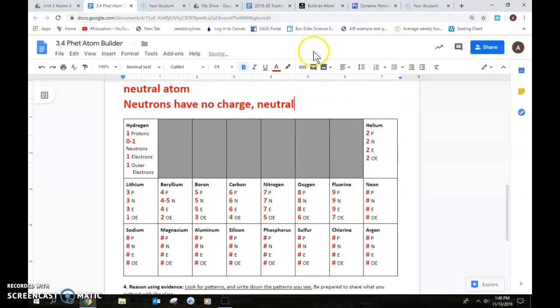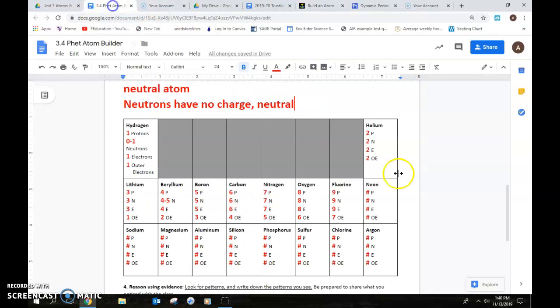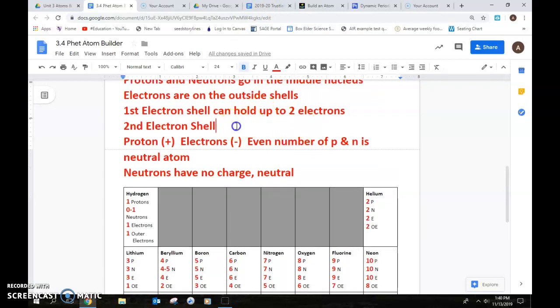All right, we're almost done with our pattern. So let's do our last one. Here is neon. It's stable because there's 10 neutrons there, and I can add 10 electrons there. So now on our last one, we have neon: 10 protons, 10 neutrons, 10 electrons, and 8 outer electrons. So our second shell can hold up to 8 electrons.